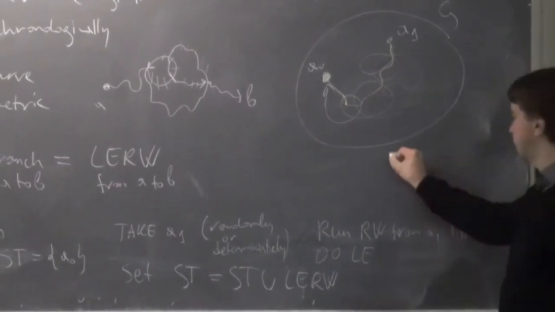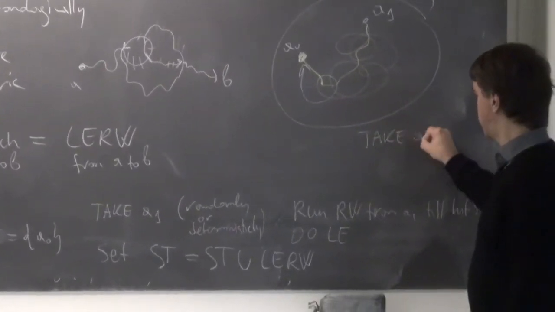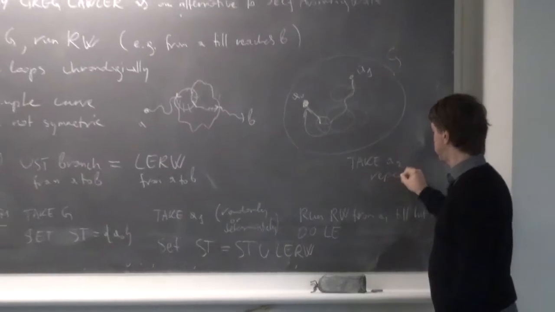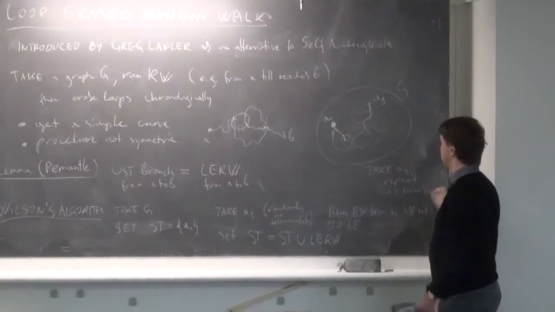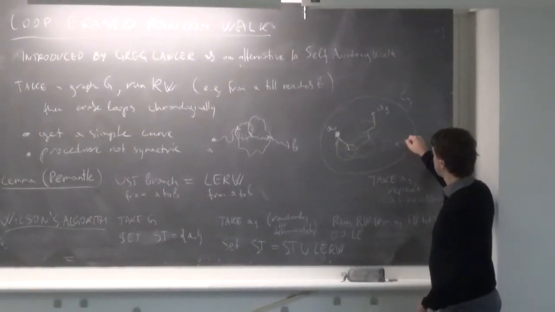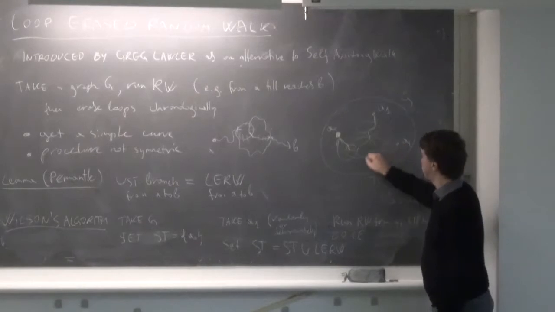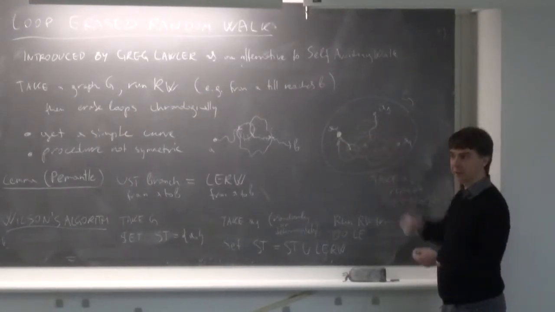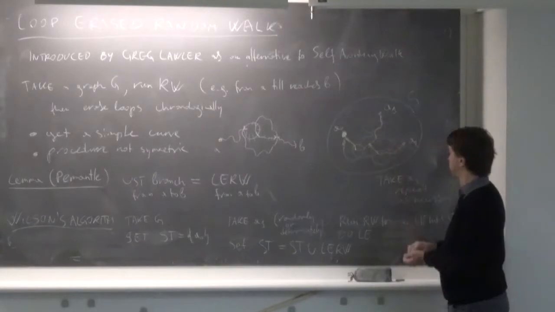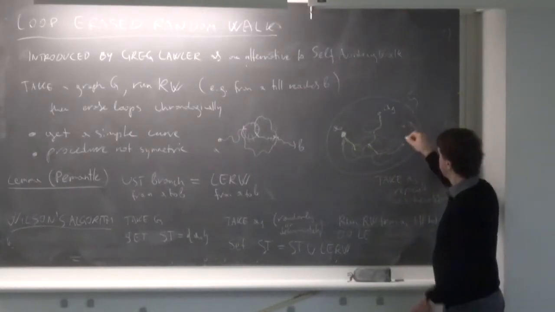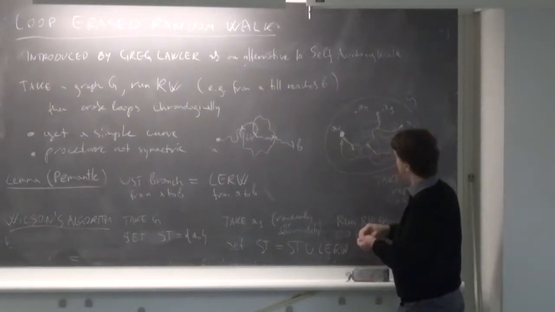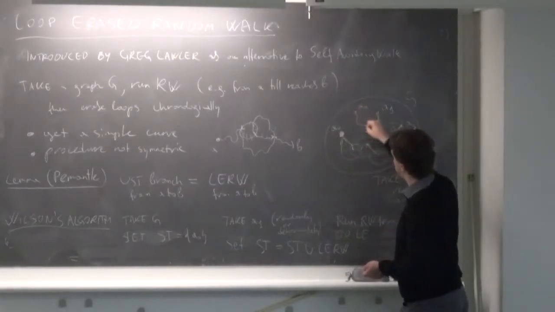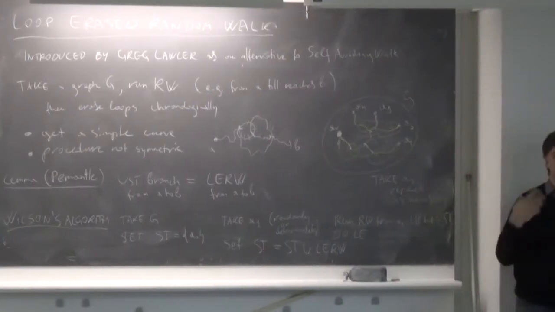Now the next step is take A2 and then repeat as necessary. So we choose now point A2. We run the walk till it hits this aggregate. We add the loop erasure. Now we choose point A3. We run a loop erased random walk till it hits the aggregate. We add its loop erasure. We choose point A4. We run the loop erased random walk till it hits the aggregate. We add the loop erasure. So at each step we get a tree.